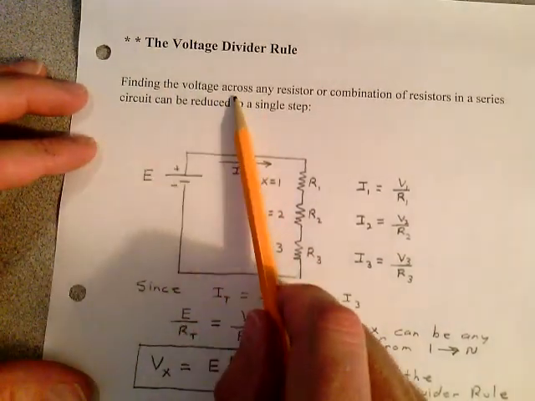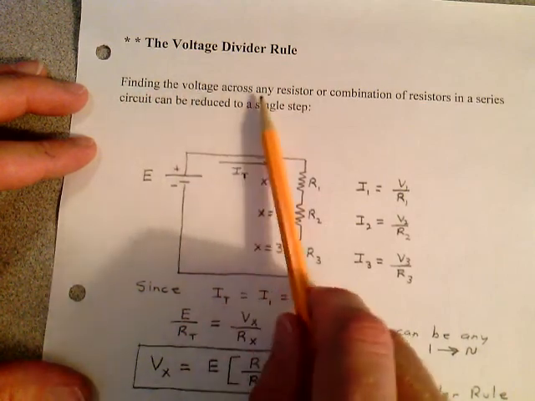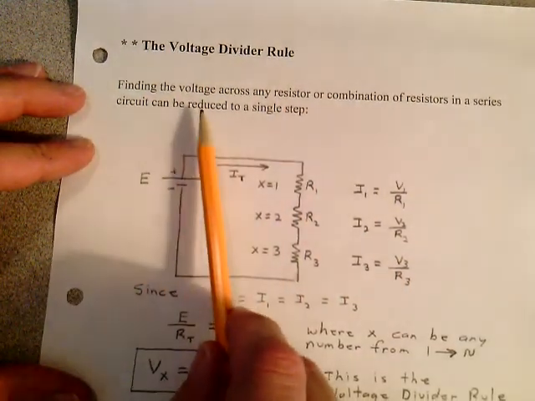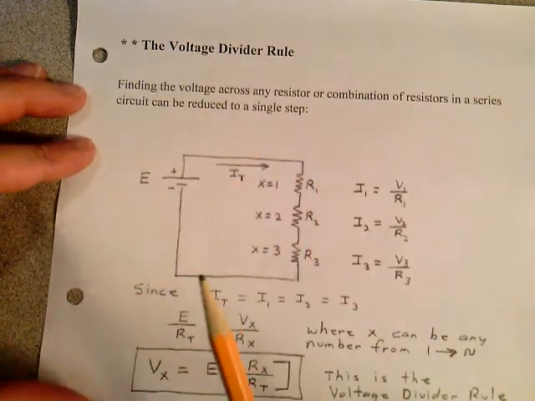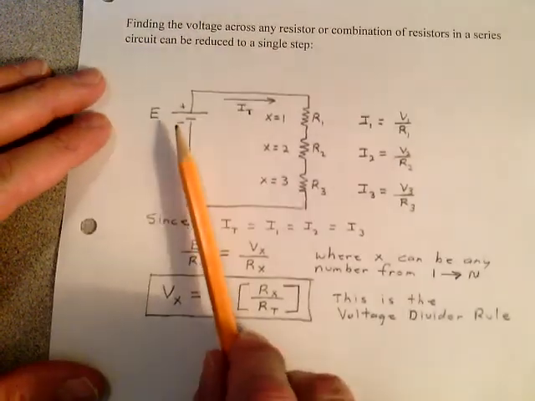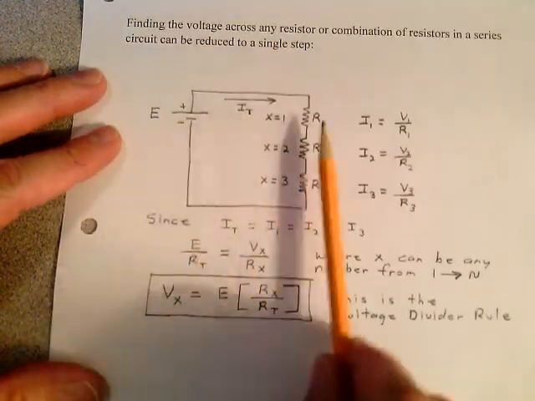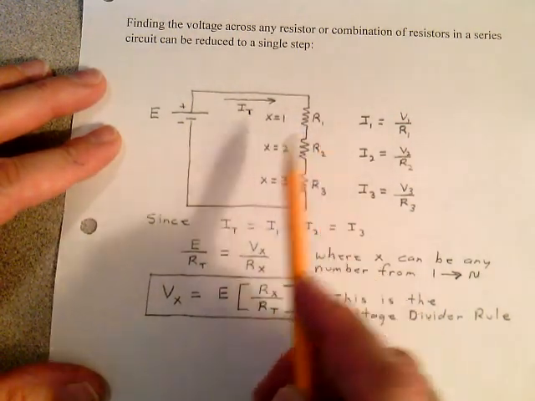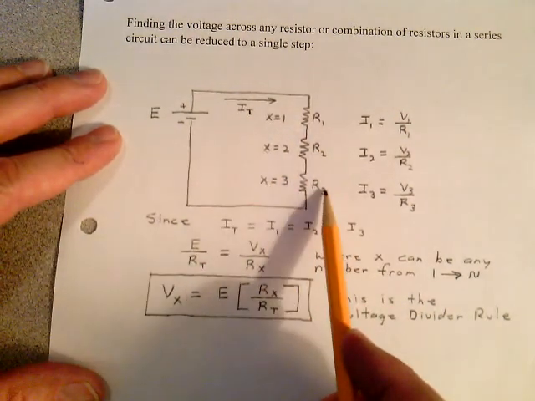Finding the voltage across any resistor or combination of resistors in a series circuit can be reduced to a single step. Wow, who doesn't like a single step? Let's take a look at this circuit here. I drew a source of EMF with 3 resistors. X is 1 here, there's a 1. X is 2 here, there's a 2. And X is 3 here, there's the 3.